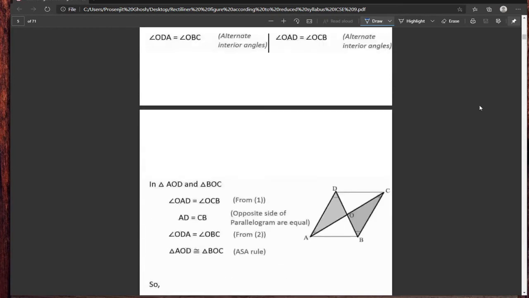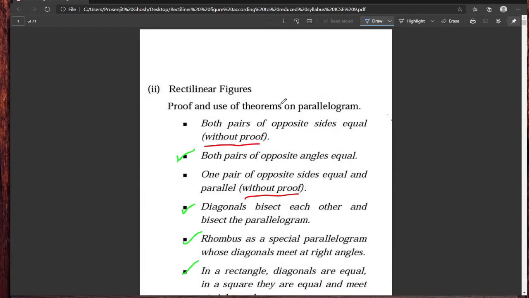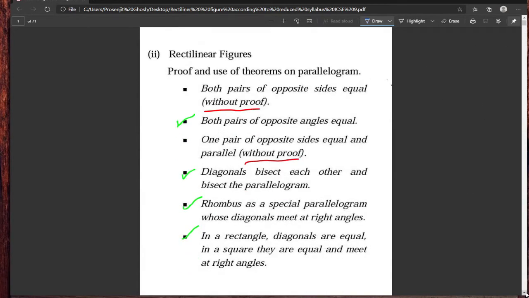Today we are going to start rectilinear figures, but according to the reduced syllabus, there are some restrictions that you can see. There are 1, 2, 3, 4, 5, 6 proofs, where only 4 proofs we have to perform and for the rest of 2 we have to do only applications. So I will give you the 4 proofs one by one.